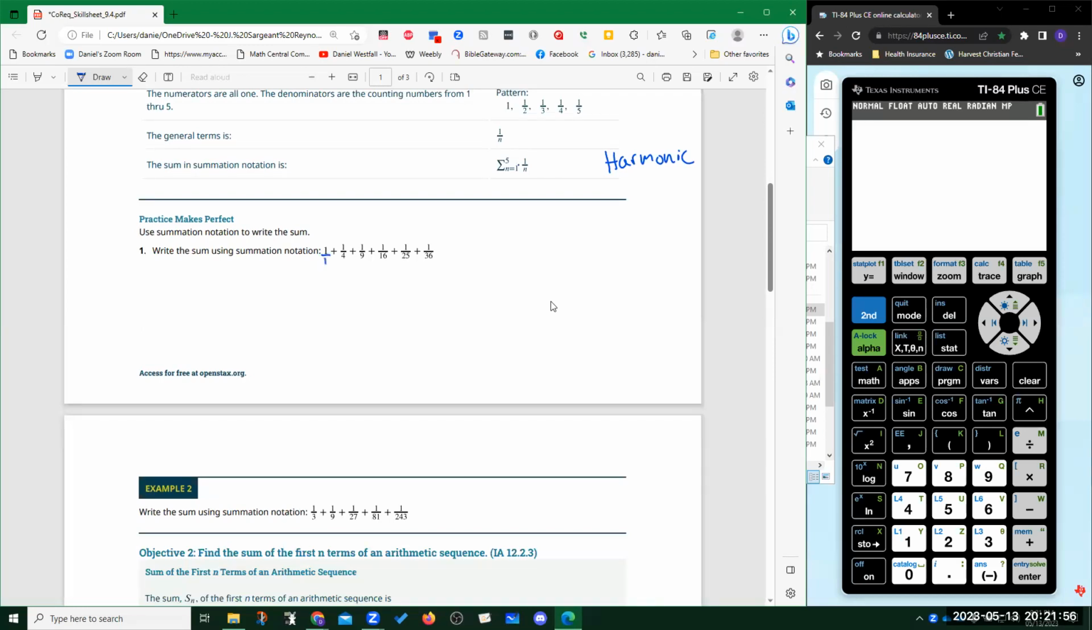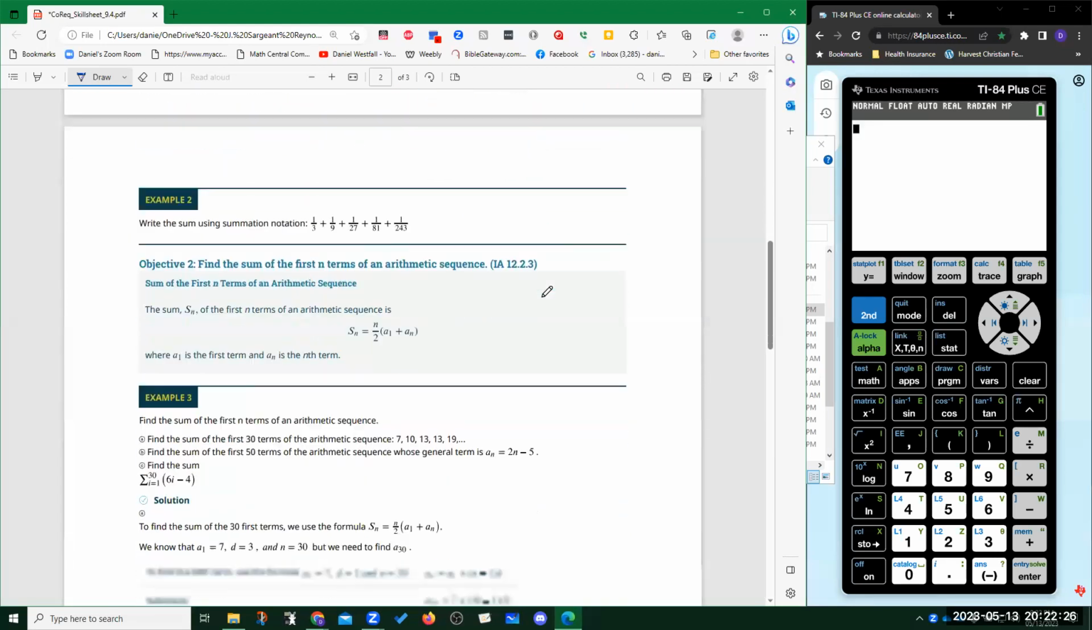Similarly, this numerator is 1, but this is all perfect squares in the denominators. 2 squared, 3 squared, 4 squared, 5 squared, and 6 squared. So we need to recognize our perfect squares. So we've got n equals 1 to 6 of 1 over n squared.